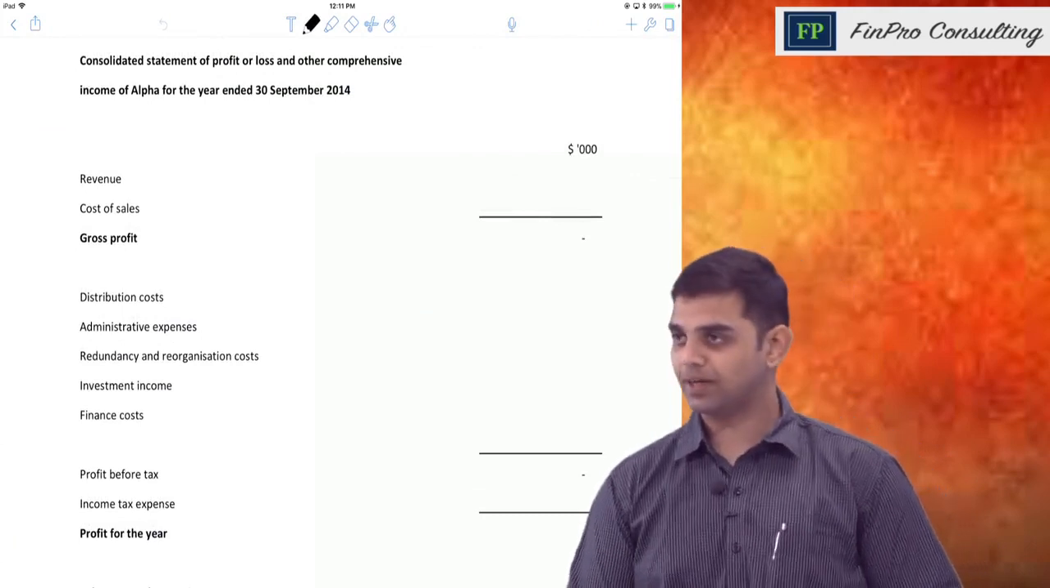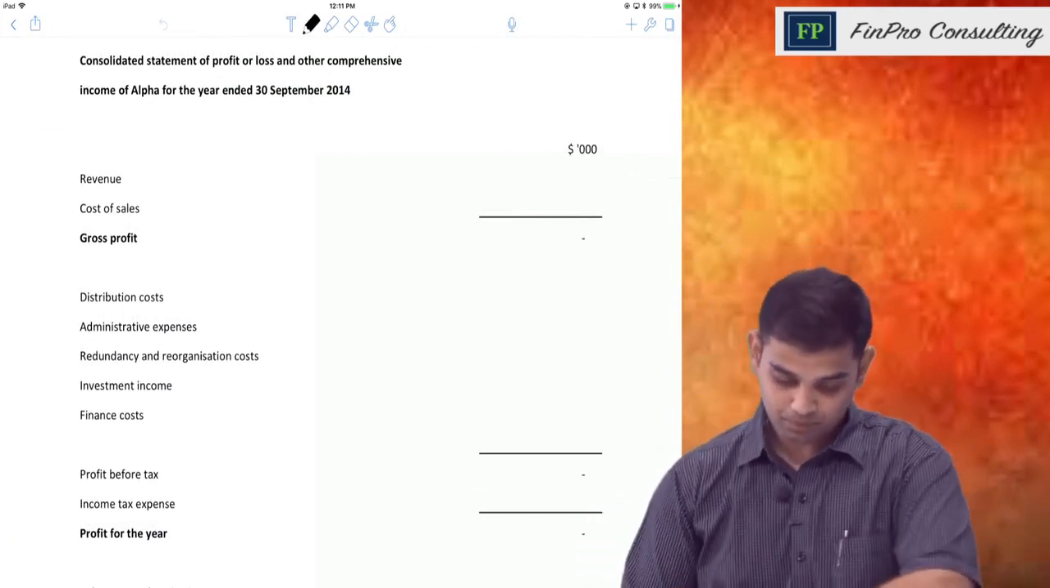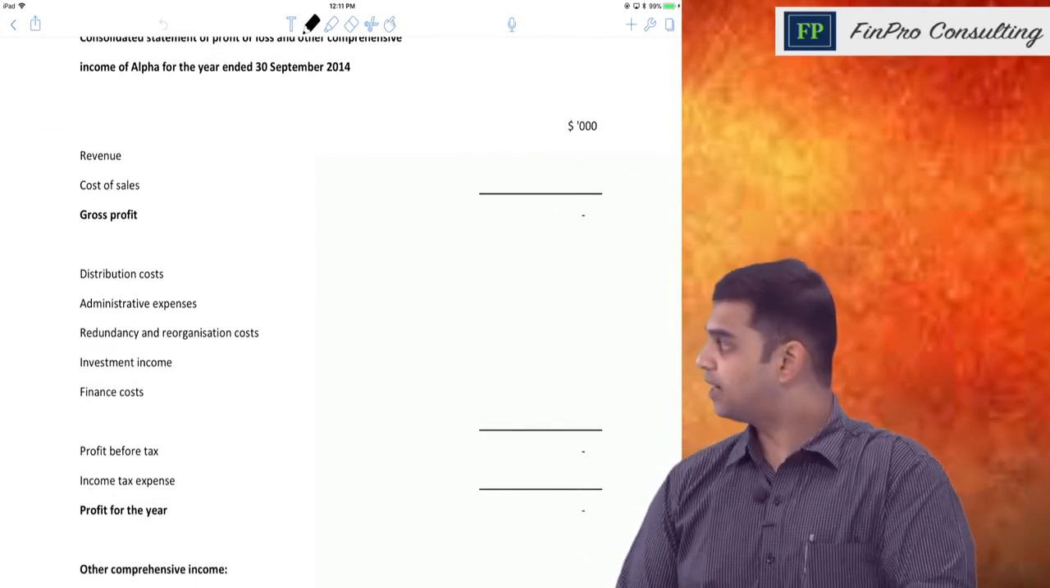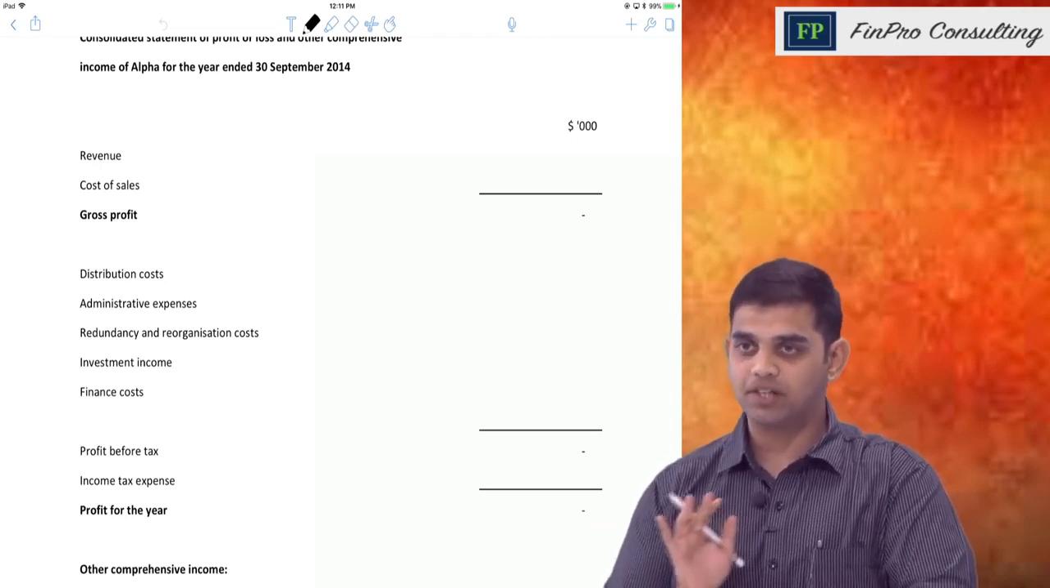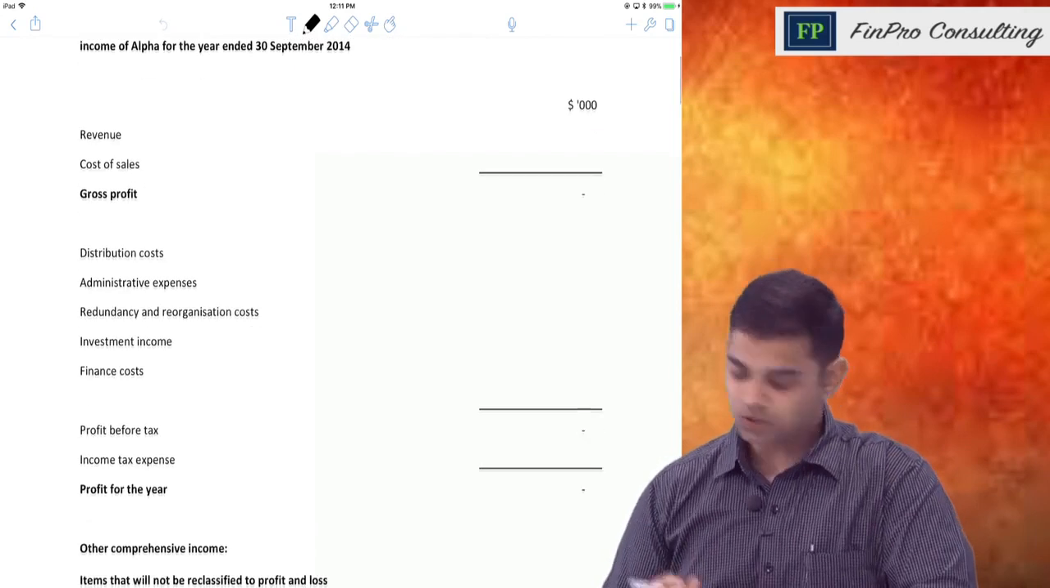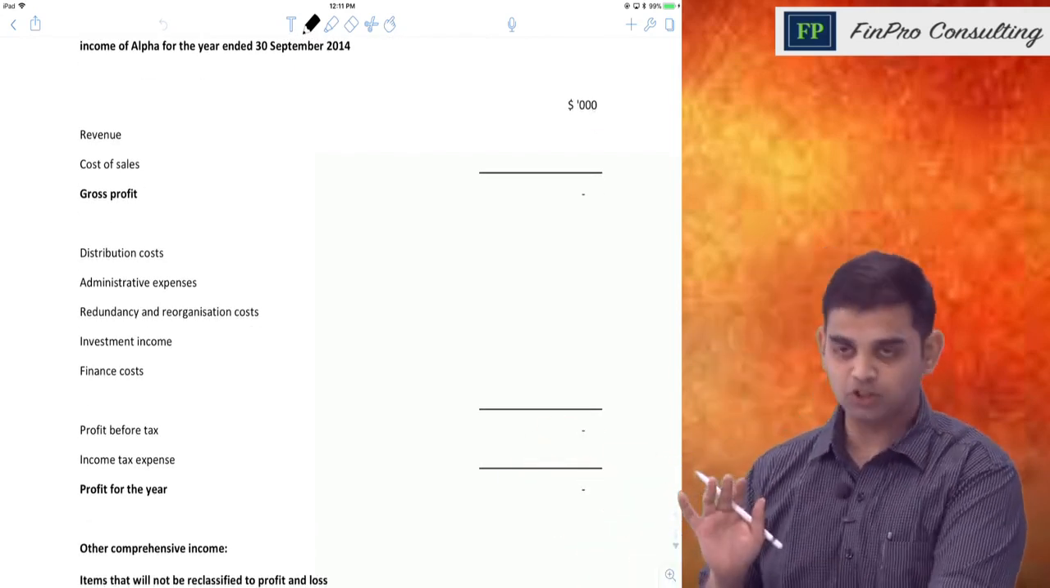So I'll take you through the P&L structure first. So P&L won't have that much of changes. It will be the same as compared to what is given in the problem generally. So you will have revenue, cost of sales, gross profit.